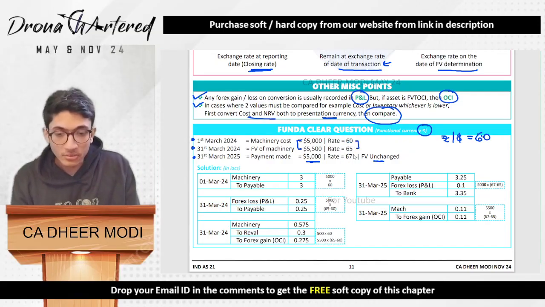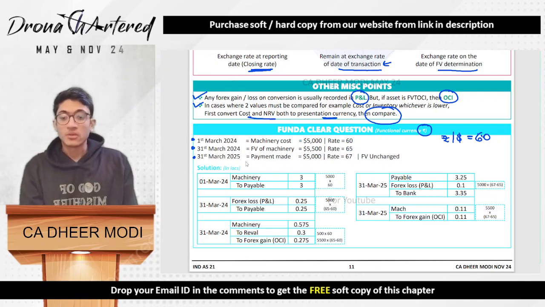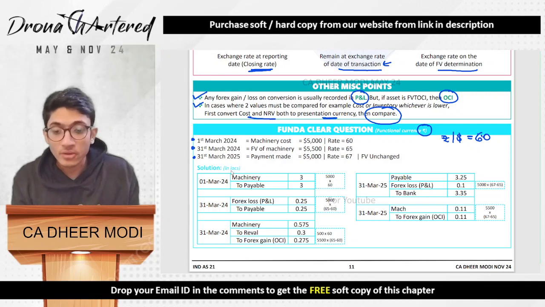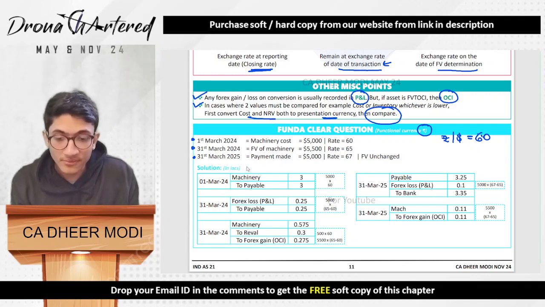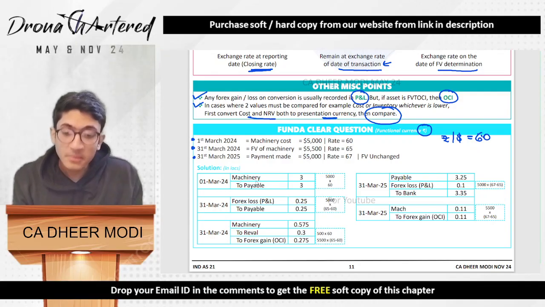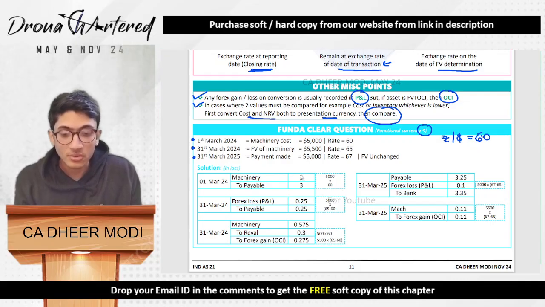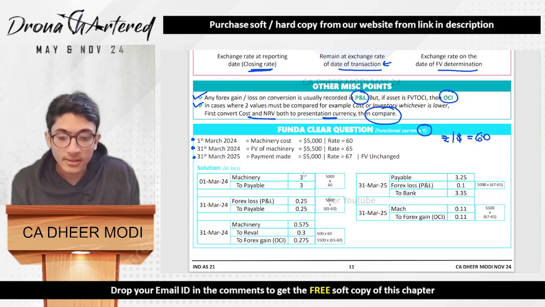So let me clear this so that it is easier for you to read. Okay, so now 1st March 24, that is your transaction date. First, on the transaction date, your entry will be machinery to payable, and all of these figures are in lakhs. So machinery to payable will be 3 lakh, that is basically 5,000.